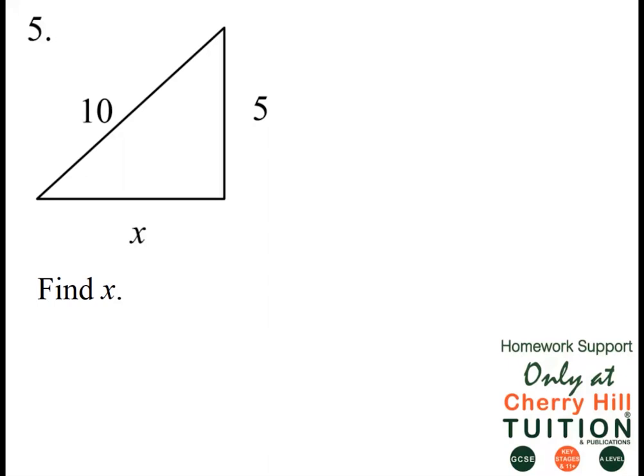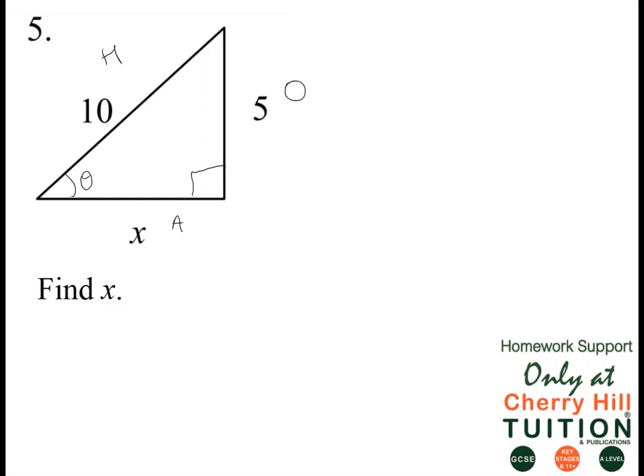Question 5, we have another right angle triangle and we need to work out x. So let's start by labeling this triangle. So the hypotenuse is always the side that's opposite the right angle and it's always the longest side. The adjacent is the side that's the base and the opposite is the side that's opposite theta.